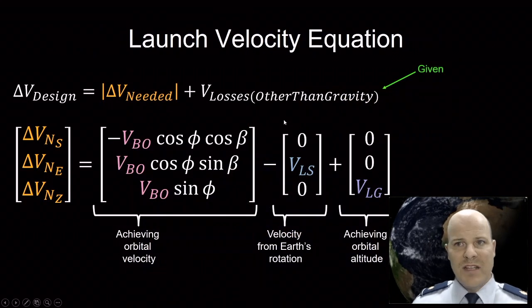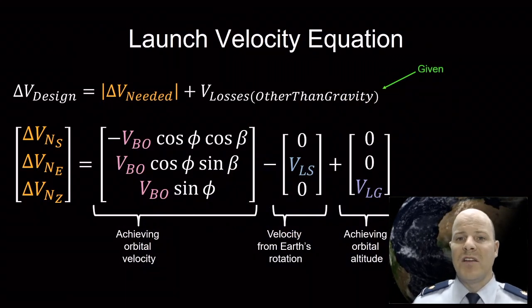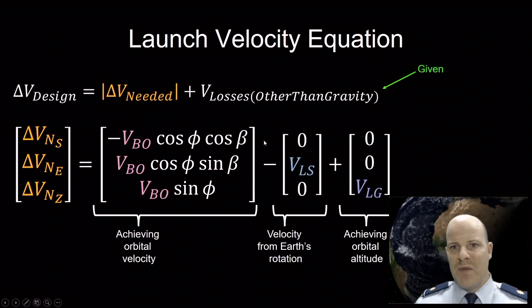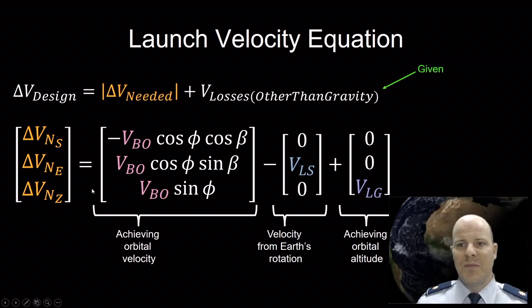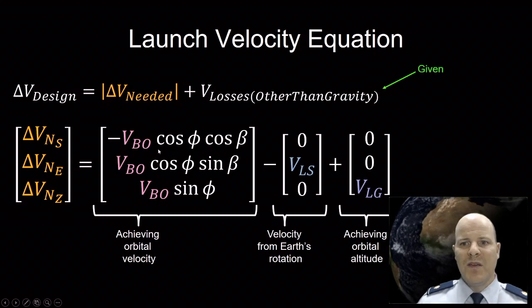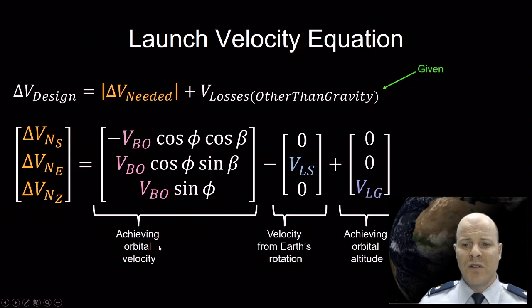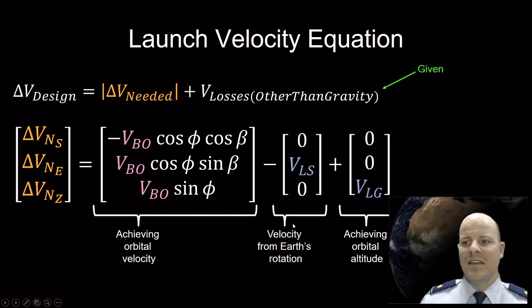We can put all of these things together in our launch velocity equation, which you see here represented in matrix form, where our delta V needed is expressed in the S, E, Z components. And here we have our VBO terms, and this is the amount of velocity we need to achieve the orbital velocity. And this next term here is the velocity from Earth's rotation.